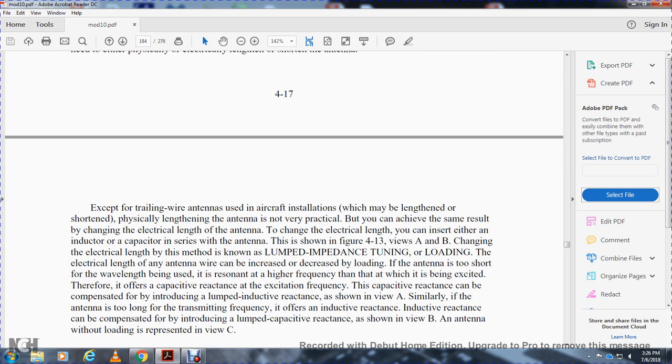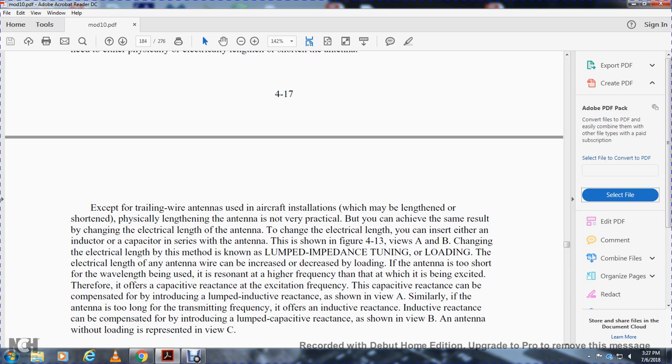By changing the electrical length, you can insert either an inductor or a capacitor in series with the antenna, as shown in Figure 4-13, views A and B. The method used is lumped impedance loading. The electrical length of the antenna wire can be increased or decreased by loading. If the antenna is too short for the wavelength of the resonant frequency being excited, the capacitive reactance can be compensated for by introducing lumped inductive reactance, shown in View A.